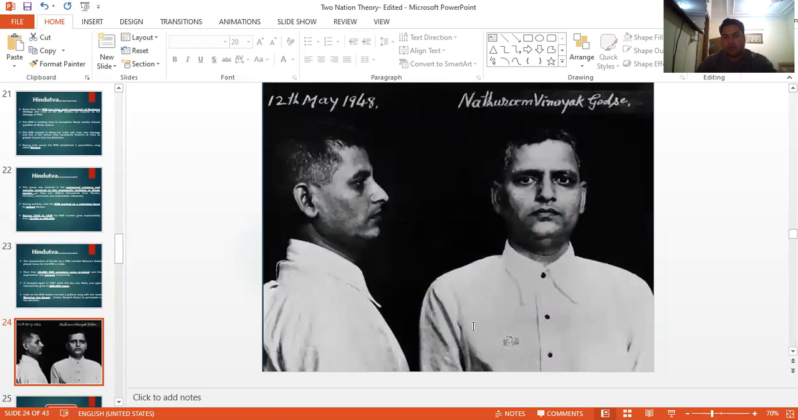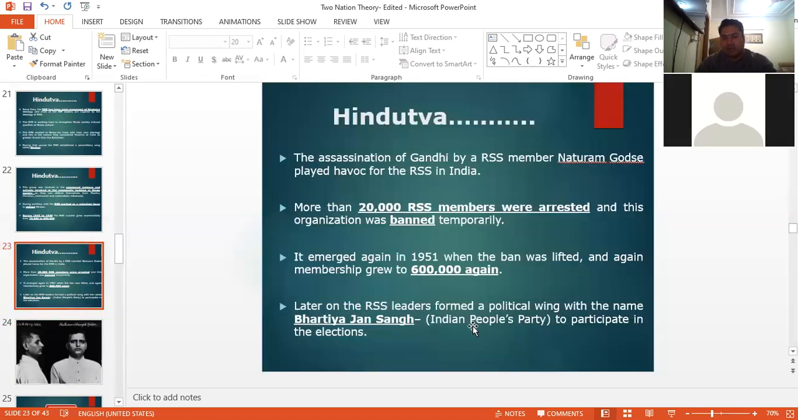This was the picture of Godse, and he killed Gandhi. Why? Because Gandhi had a soft corner for the Muslims of the subcontinent. He wanted the Congress to give the Muslims of the subcontinent, like Pakistan, for example, their due share. And this was his mistake, and he was killed by an RSS member. Later on, the RSS was temporarily banned, and 20,000 RSS members were captured. They were behind bars.